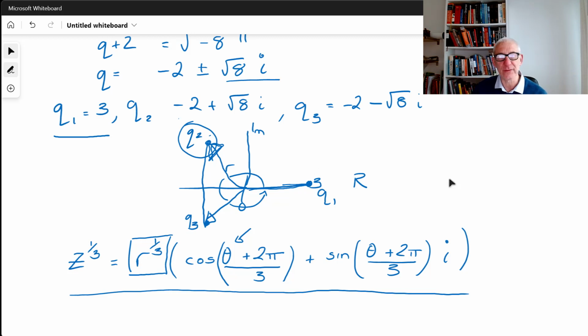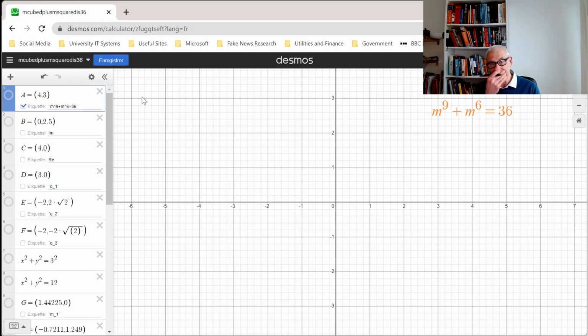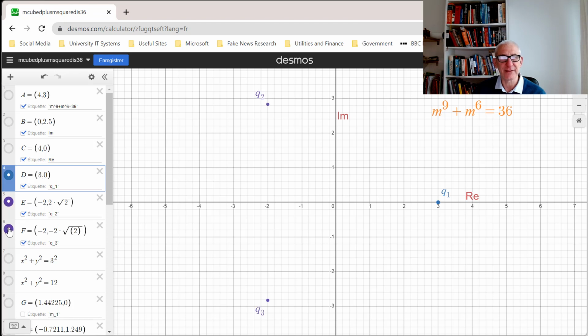So let's take a look at all of these roots. We're not going to work them all out. I'm letting the computer take the strain here. So I'm going to go back to Desmos. This particular formula here, m to the 9 plus m to the 6 equals 36. I'm going to tell Desmos that that's the imaginary scale and that's the real scale. And we're going to plot our first root here, Q1. That's the one we found there, which is basically 3. The 3 there is the real component, and here the 0 is the imaginary component. There's no imaginary component, so it's a real number. The other two are spread out into different places.